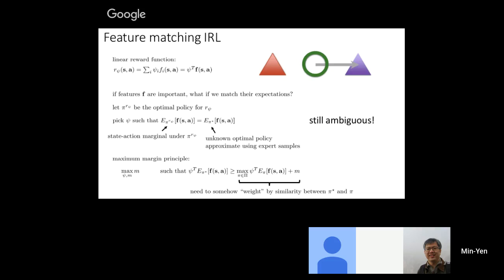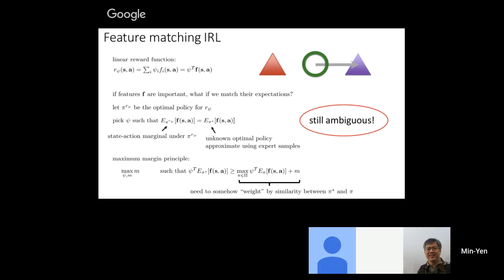Feature matching. This is to overcome the ambiguity that I mentioned just now. So what we need to do is pick the right psi and then match the feature expectation under pi to the feature expectation under pi star, which is the optimum policy. However, this is still ambiguous.